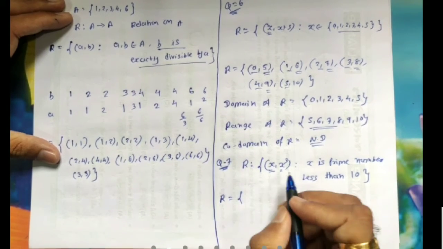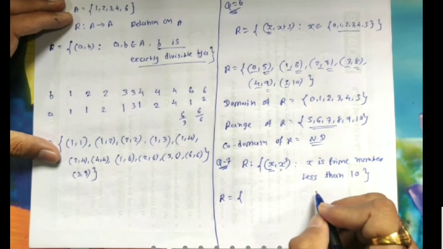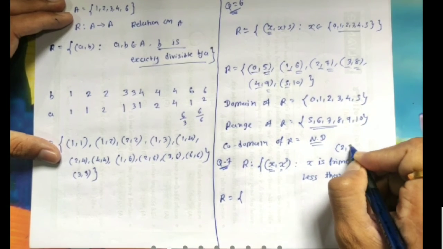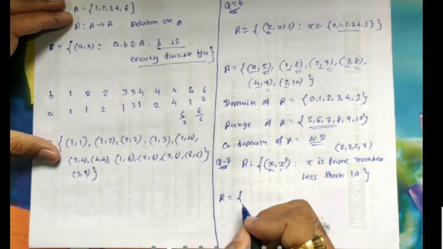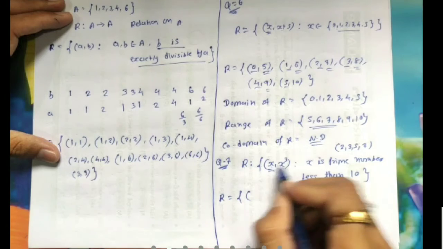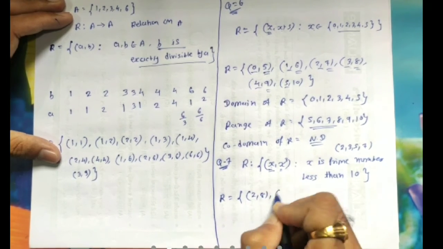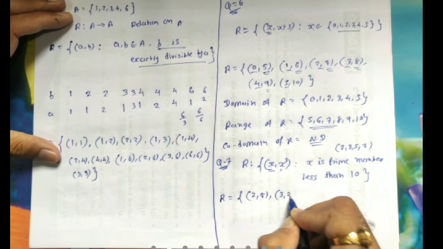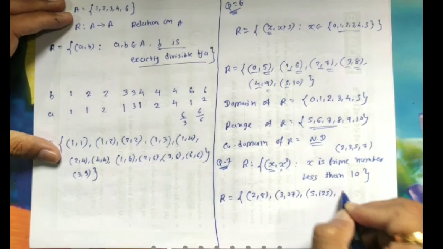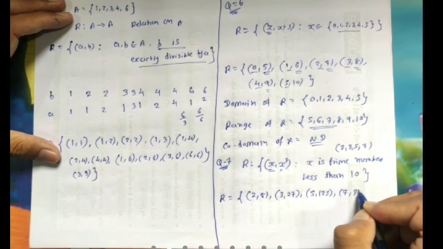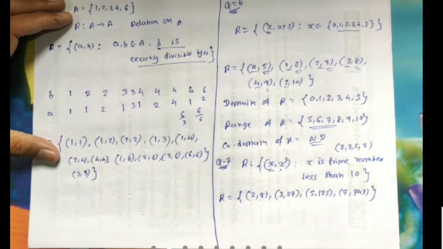So relation R is, you have to take x as a prime number less than 10. So which are the prime numbers less than 10? They are 2, 3, 5, 7, right? 11 is not less than 10, only prime numbers should come. So here we can take x equal to 2. Its cube is 2 cubed, 8. Next number is 3. 3 cubed is 27. 5 is there. 5 cubed is 125. 7, and 7 cubed is 343. Very good.